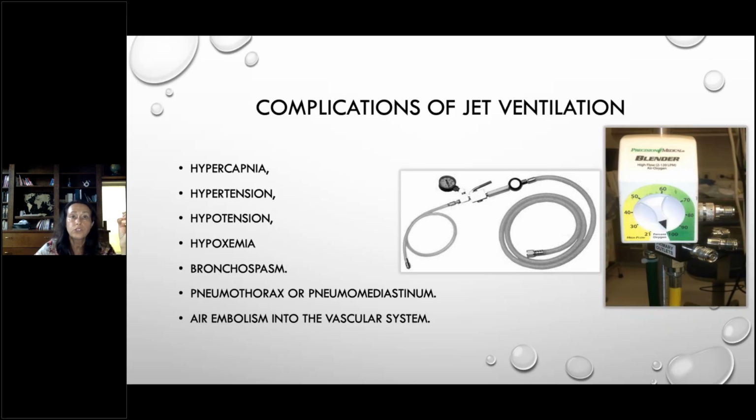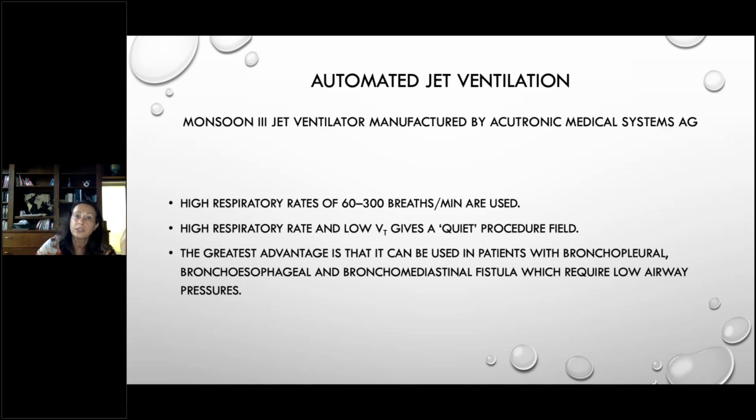We started using the Monsoon jet ventilator, which is a high frequency jet ventilator. It can deliver respiratory rate anywhere from 30 to 300 breaths per minute. The higher respiratory rate actually provides a quiet surgical field, which is a great advantage when you're doing some precise procedures that require no movement. It also has advantage because of the very low pressure in the airway. It can be safely used for all kinds of bronchopleural, esophageal, or other kinds of fistulas.